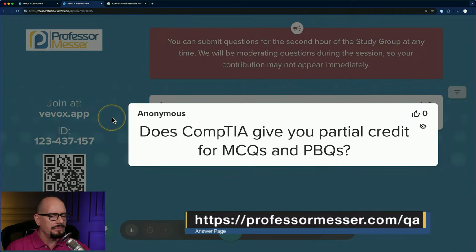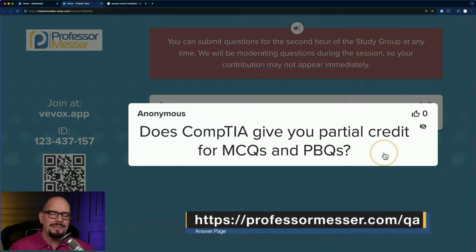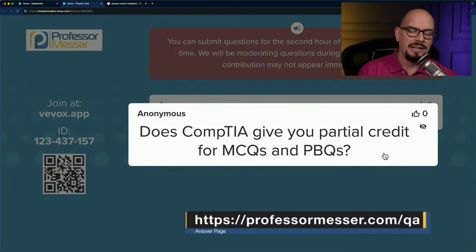Let's talk a little bit about the grading process on the exam. This is another one from Anonymous, who's really busy today, who asks, does CompTIA give you partial credit for multiple choice questions and performance-based questions? Well, CompTIA tells us very little about how they grade this exam. In fact, they tell us almost nothing about how they grade this exam. Very few details are available.